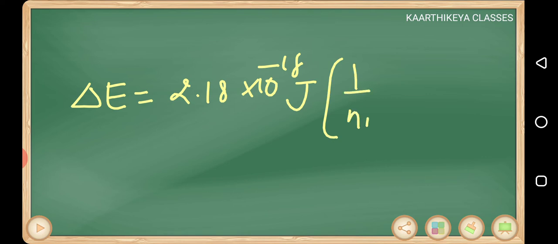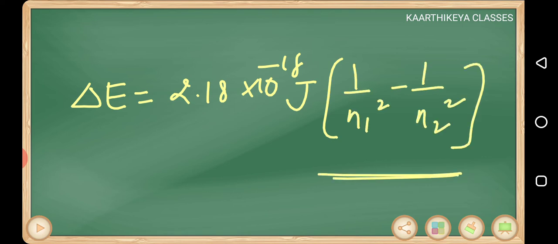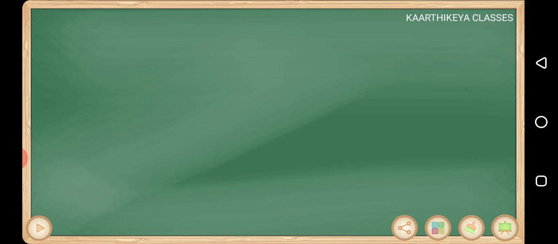into 1 by n1 square minus 1 by n2 square. Generally, when Z value is not there, you consider all these for hydrogen atom only. And some simple things you should also remember, like the second line in the Balmer series or in the Lyman series. All these values you need to remember better.